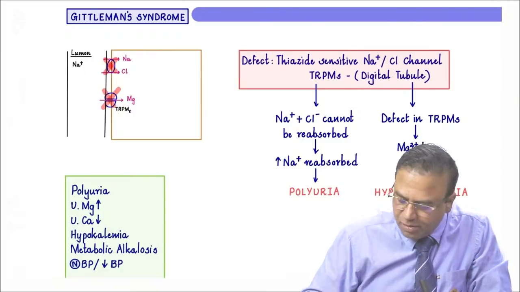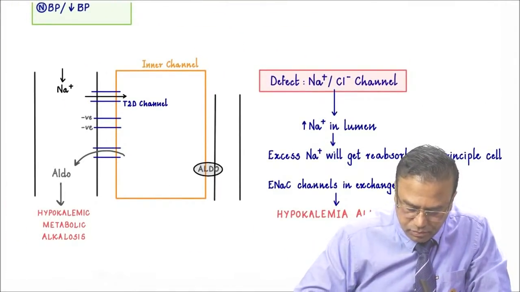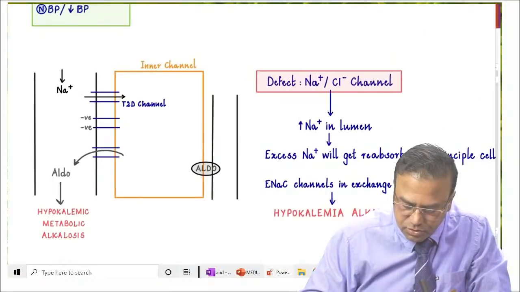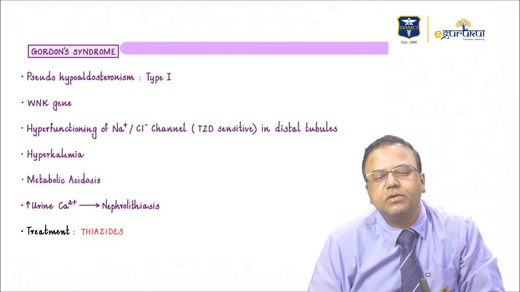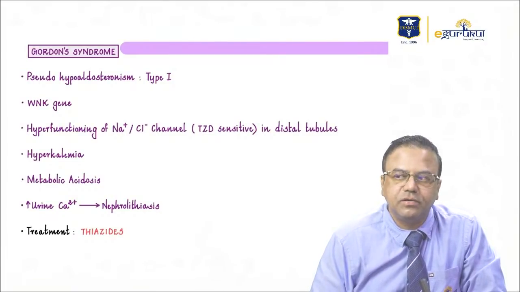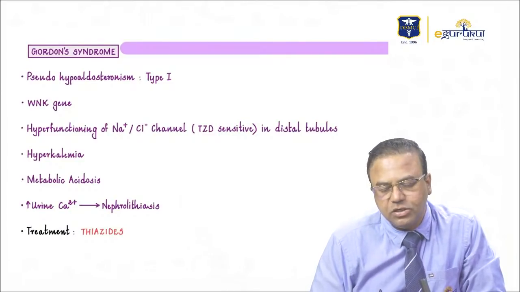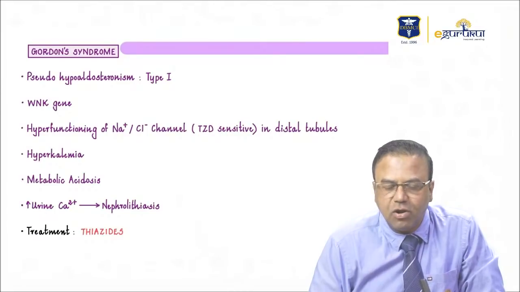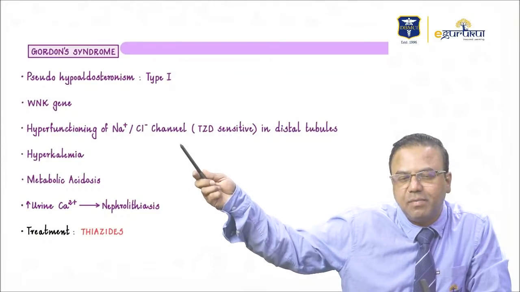Now you might say, what about Gordon's? Okay, so this is Gordon syndrome. Now, this is a defect in the WNK gene. What happens over here is kind of the opposite of what we just saw in patients with Gittleman. In Gittleman, the TRPM6 channels were not working. The sodium chloride was not getting reabsorbed. The opposite happens here. These channels start hyperfunctioning.